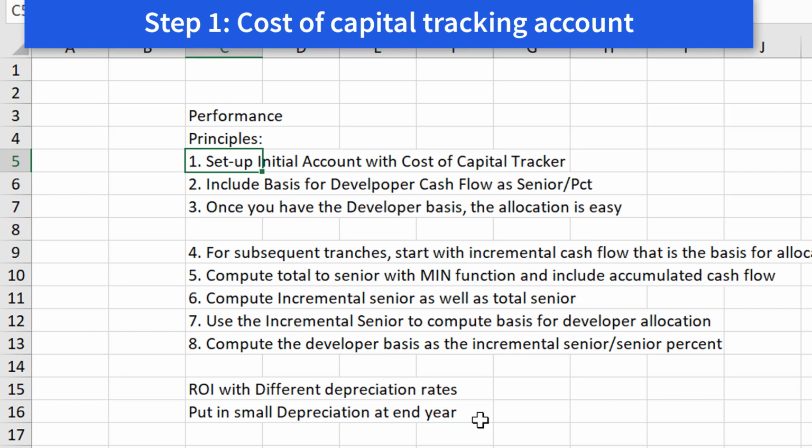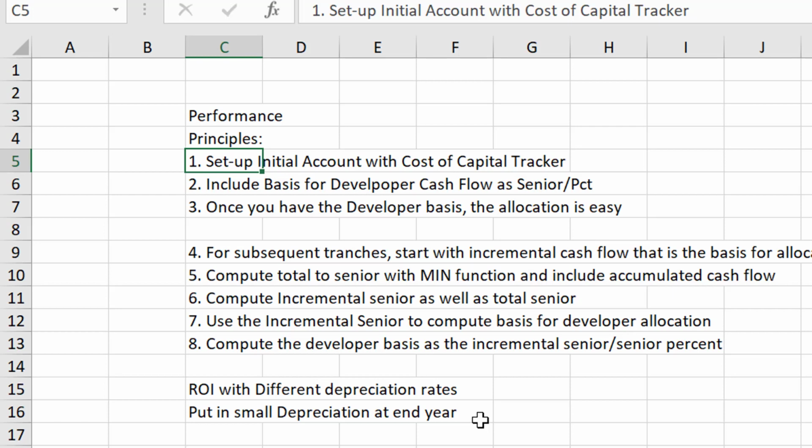And here's what you do not do. Do not put an IRR account and an if statement with an IRR. You're going to get some kind of circular reference. It's going to be a mess. Here's what you do instead.